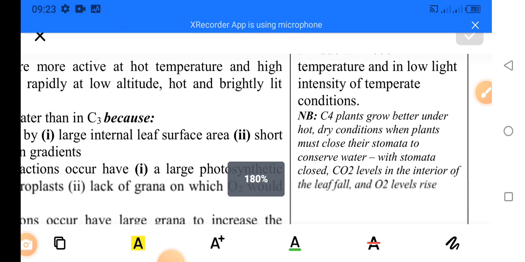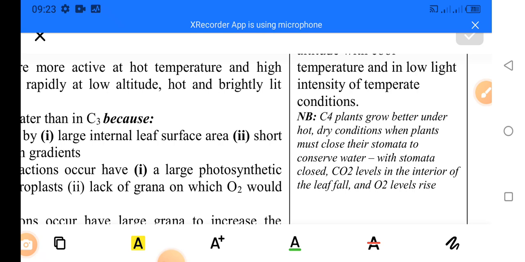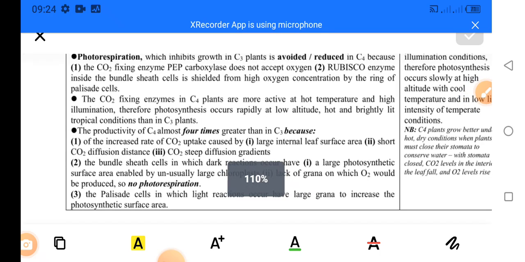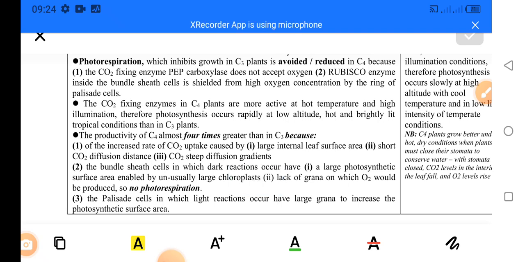NB, C4 plants grow better under hot, dry conditions. When plants must close their stomata to conserve water, with the stomata closed, carbon dioxide levels in the interior of the leaf fall and the oxygen levels rise. So that has been this session on the disadvantages and advantages of C4 plants.